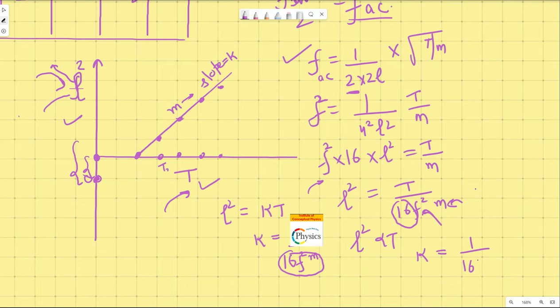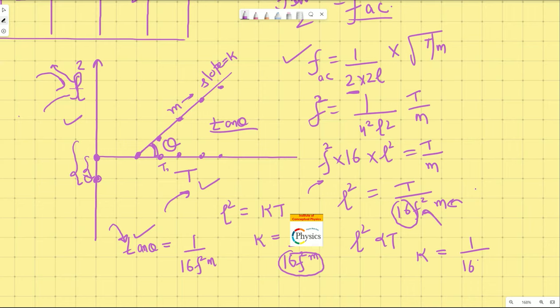So if I calculate the slope of this graph, using the angle theta, then tan theta is the slope. I can write this as equal to 1 upon 16 f square m. I can measure the slope, which means I can measure the angle, then go to the tan table, get tan theta, and write this equal to the slope, right?